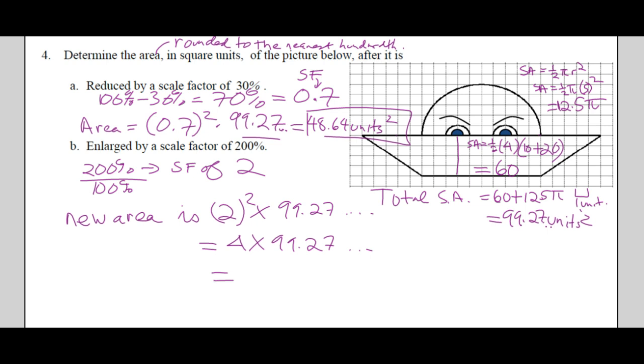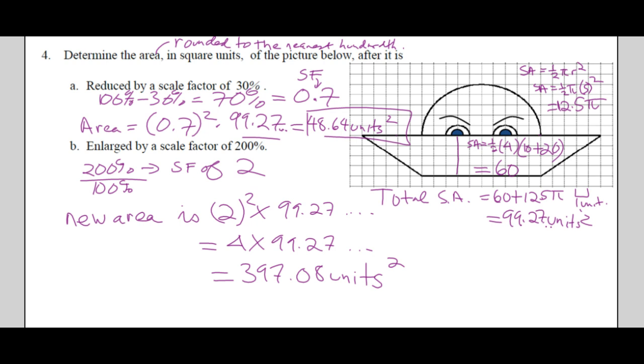Which is, rounded to 2 decimal places, 397.08 units squared. Okay, so remember, it's got to be square units, right? Because it's area. If we're doing volume, what are the units? Units cubed. Okay, give me a second. You just have to copy that out.